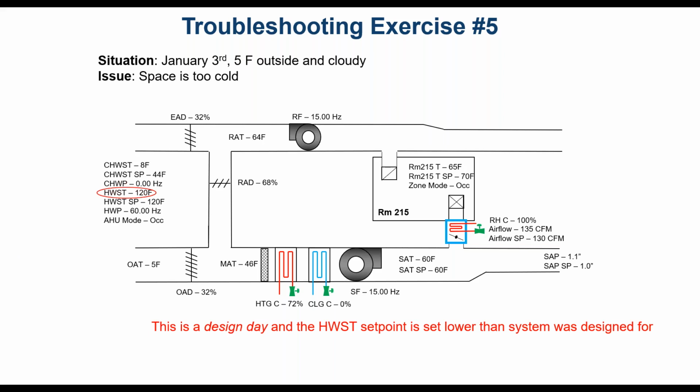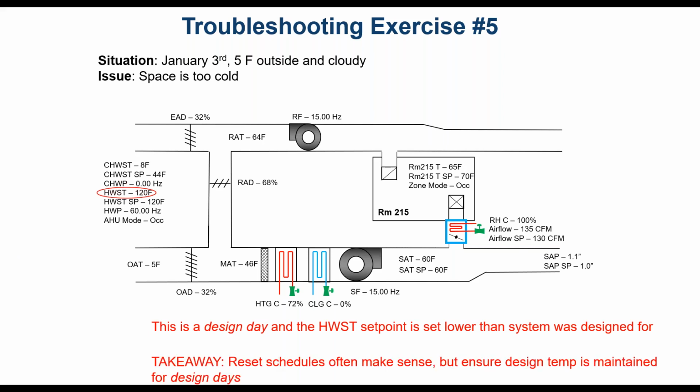This is a design day and the hot water supply temperature set point is set lower than the system was designed for. And the major takeaway here is that reset schedules, resetting the hot water supply temperature set point, often make sense, especially for condensing boilers and things of that nature. But you've got to ensure that the design temperature is maintained for those design days. So at a design day like this, we should be operating at 160 degrees Fahrenheit.